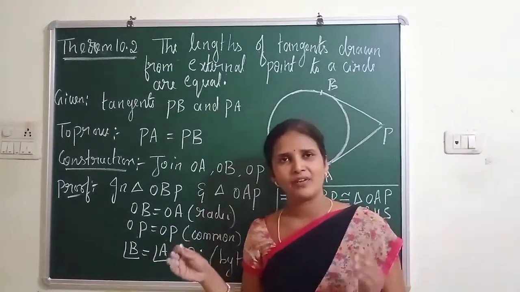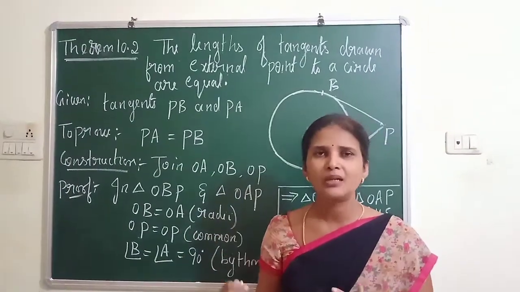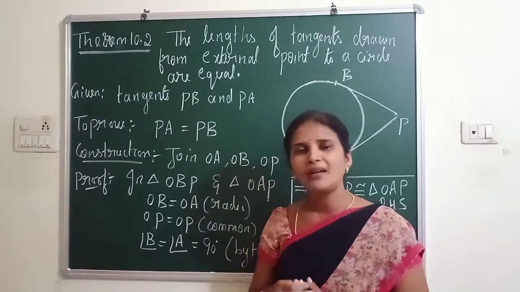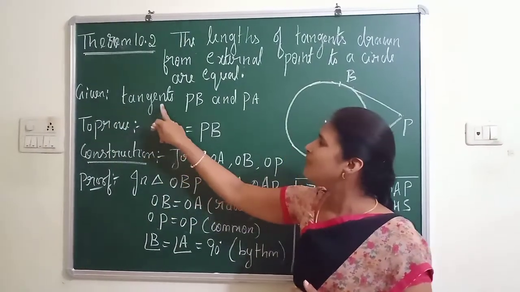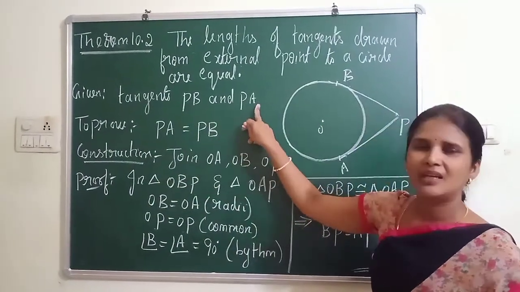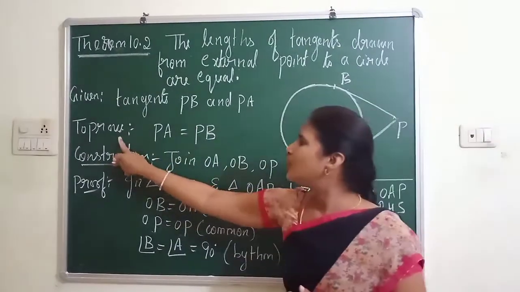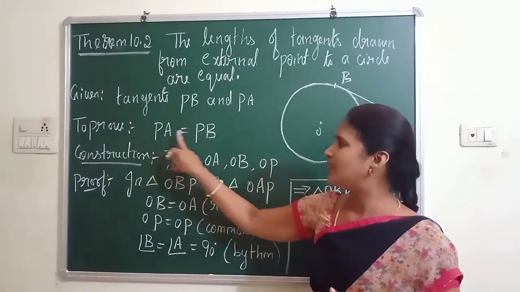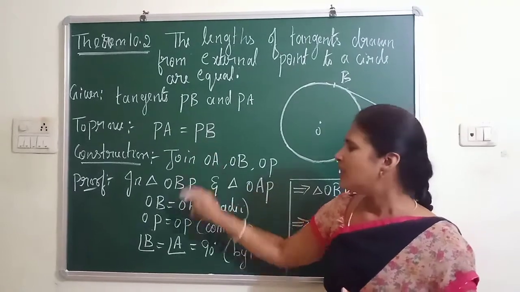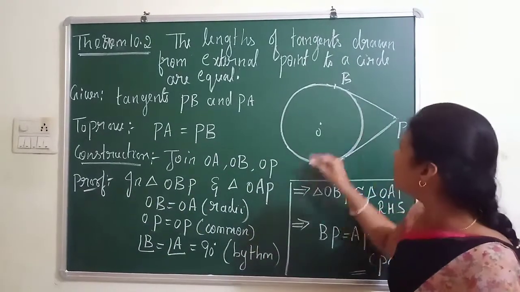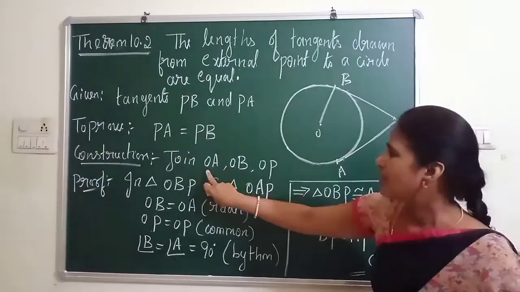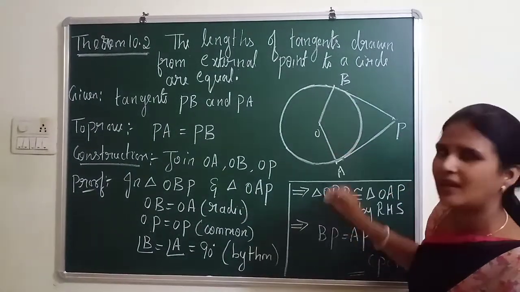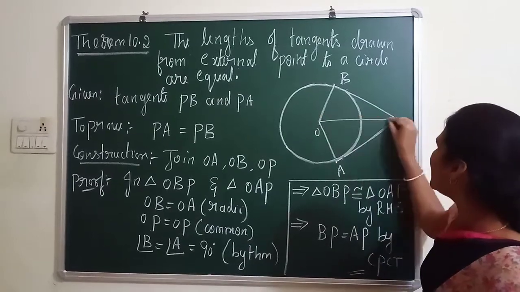As I said, for every theorem you need the given part and what to prove, and if required, construction and proof. So here I have written given. What is given? Tangents PB and PA are given. And to prove that the tangent PA is equal to the tangent PB. So I need a construction. You can see here, join O to B, and also join OA and also join OP.